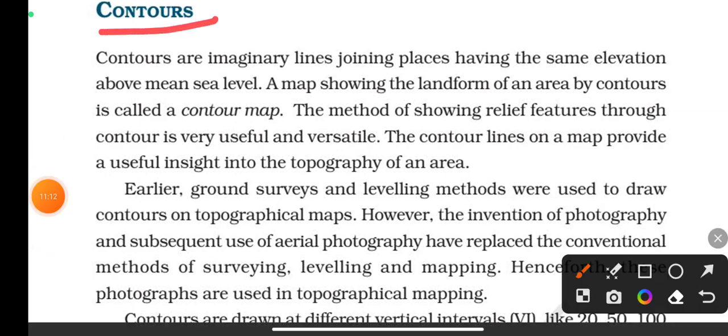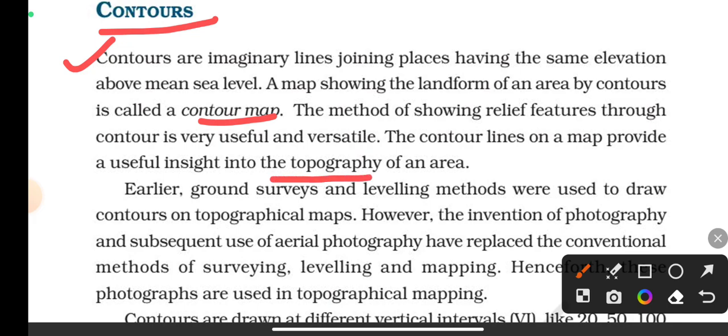Contours are imaginary lines joining places having the same elevation above mean sea level. Already we have seen this definition in the glossary part. A map showing the landform of an area by contours is called a contour map. The method of showing relief features through contours is very useful and versatile. The contour lines on a map provide a useful insight into the topography of an area.